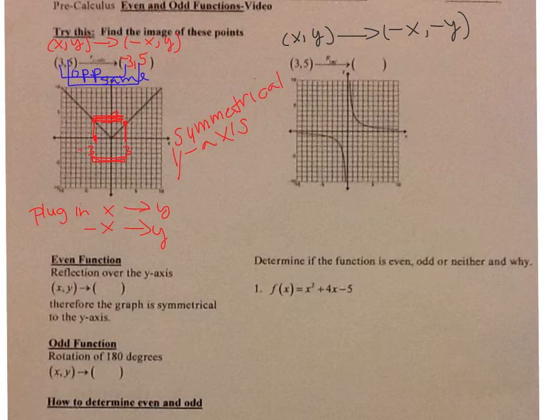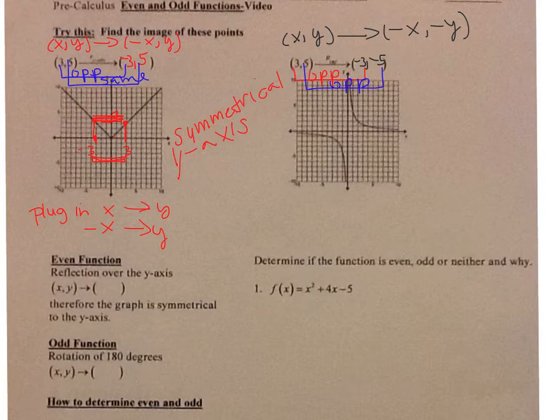All right, so let's say we have the point 3, 5, and if I rotate 180 degrees, I get negative 3, negative 5. So notice the x values are opposite, and notice the y values are also opposite. Okay, that's a rotation of 180 degrees.